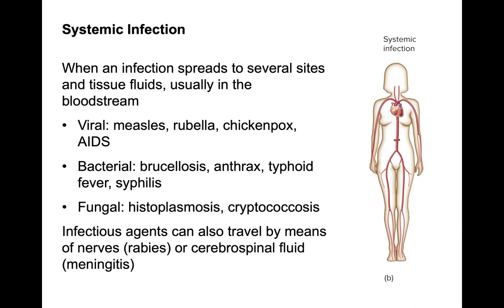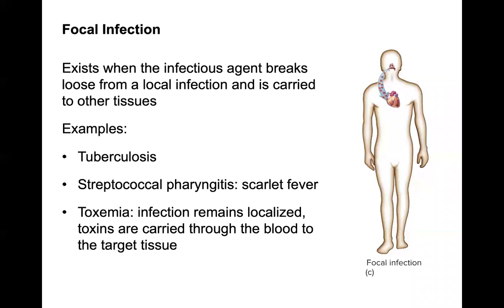Infectious agents can also travel by means of nerves, such as rabies, or cerebral spinal fluid, with our meningitis types of infections. And again, you've seen all these in Unit 3. A focal infection is when you have a local infection that has now manifested to a systemic infection. And this could be something that happens in the oral nasal passageways that eventually gets into the systemic system. Could affect the heart, could affect bloodstream, so on and so forth, and you can get secondary site infections from there.